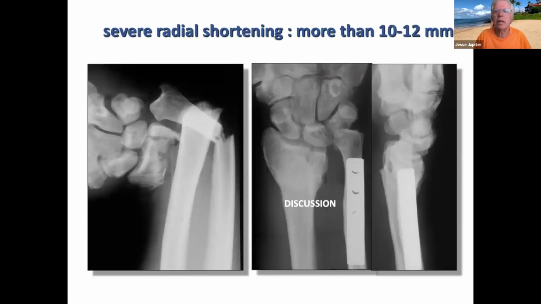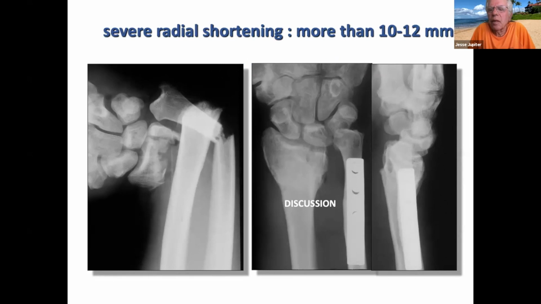Okay. How about this case, Dr. Cassidy? A very complex fracture with, as you see, it's really an extra-articular distal radius problem, but a very substantial length issue. Yeah. Would you potentially consider doing a combined radius and ulna here?